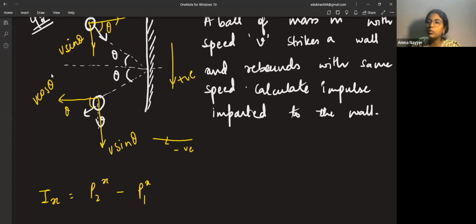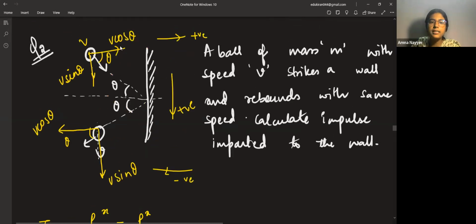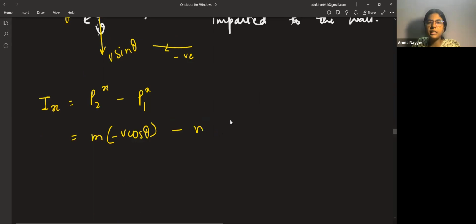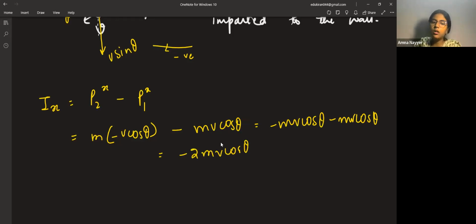This is P2, mass into velocity. So this becomes minus MV cos theta. Then this minus sign. Then P1 is plus V cos theta, so this becomes minus MV cos theta. So this becomes minus MV cos theta minus MV cos theta. That becomes minus 2MV cos theta. This is just along the x-axis.